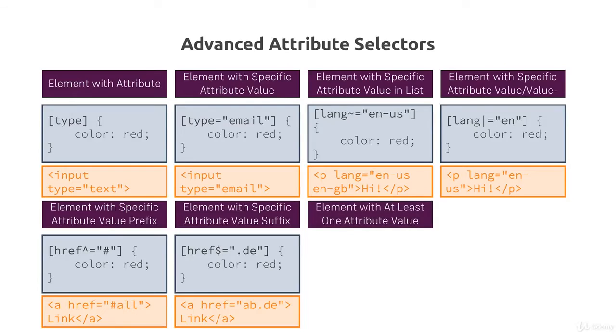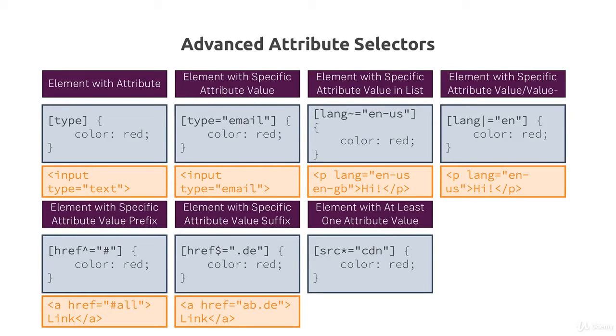We can also target elements with at least one attribute value. For that, we would use the star in front of the equal sign, and here we would target all elements that have the src attribute and where the src attribute then holds some content which contains CDN.